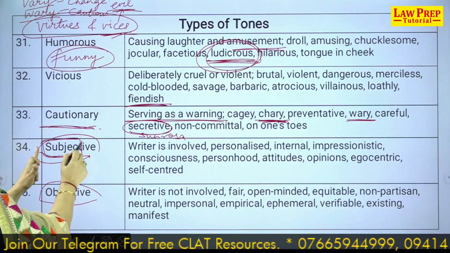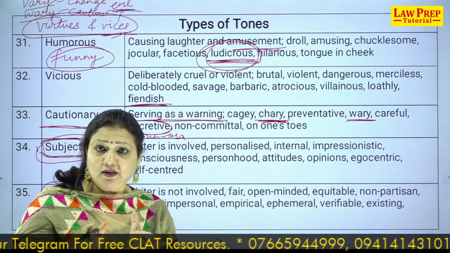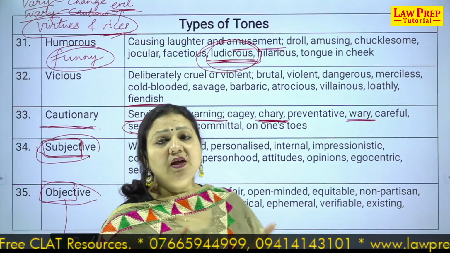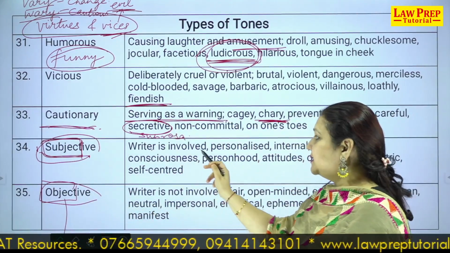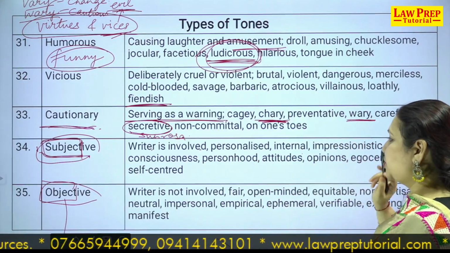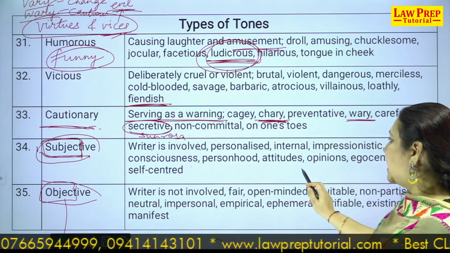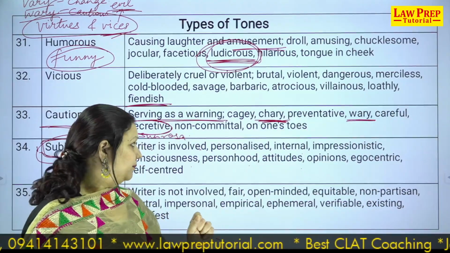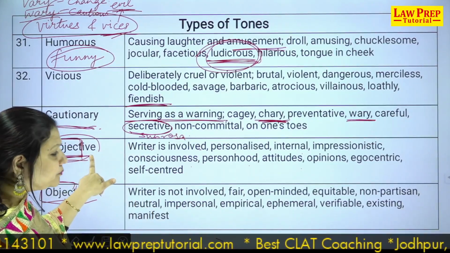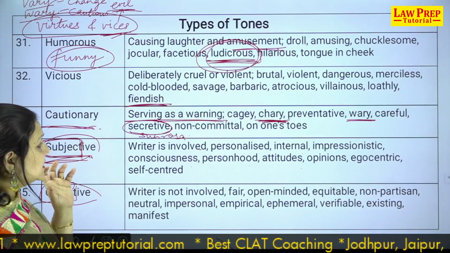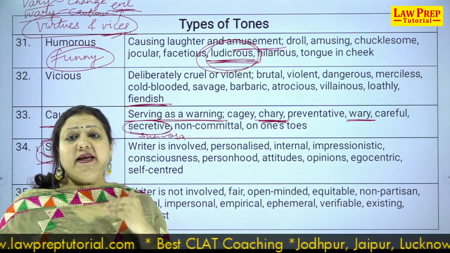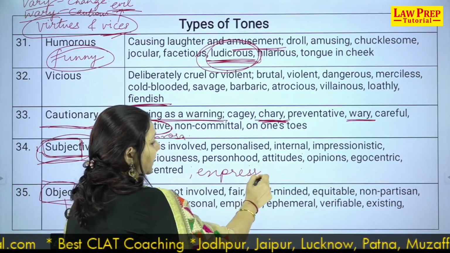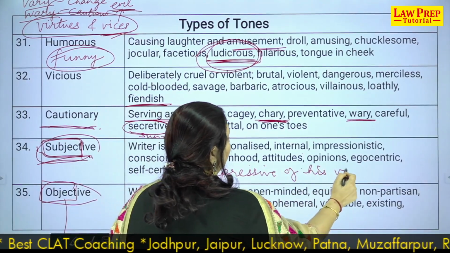So subject means the doer of action, right? An object is that for whom the action is done. So when your writer expresses his viewpoint, I express what I feel about something, this kind of a tone will be subjective. Writer is involved, more personalized, internal, impressionistic, opinions, egocentric or self-centered. The writer expresses his viewpoint. That kind of a tone is more subjective. In this kind of a tone, the writer is involved. Writer will be more expressive of his viewpoint.